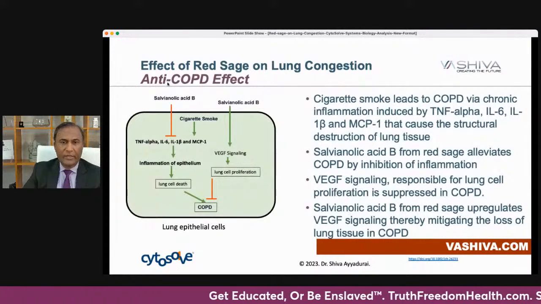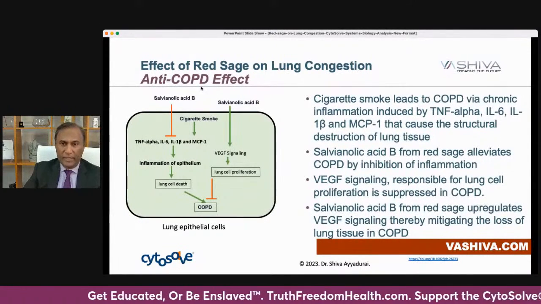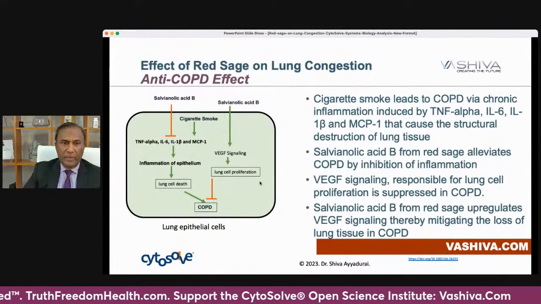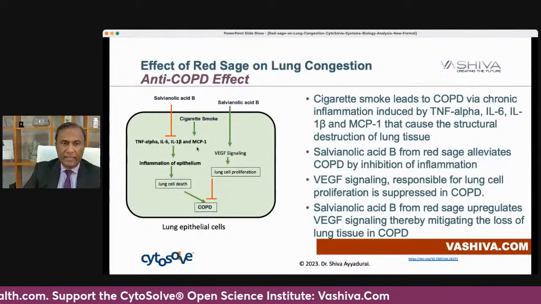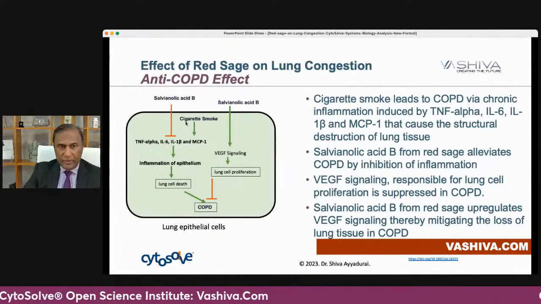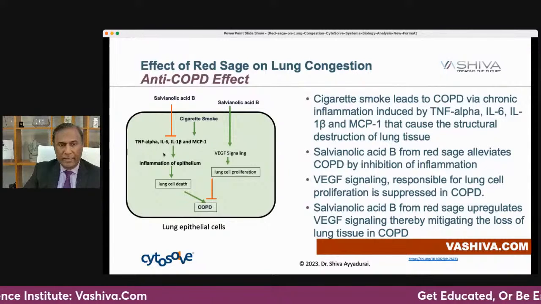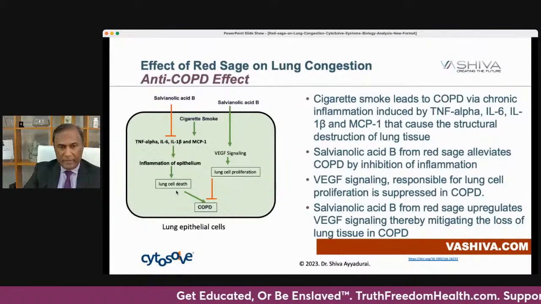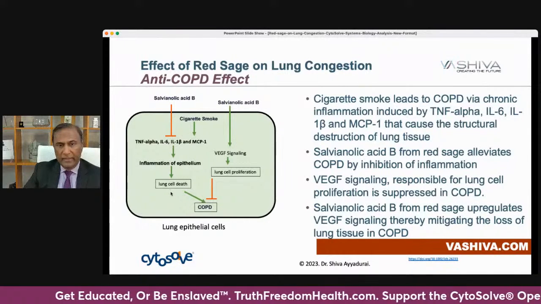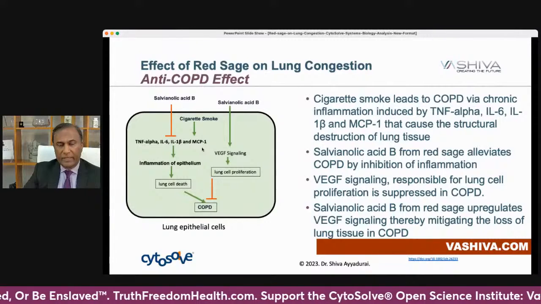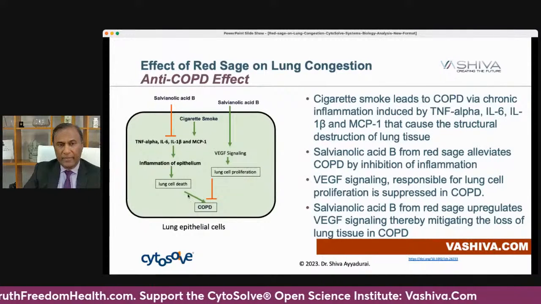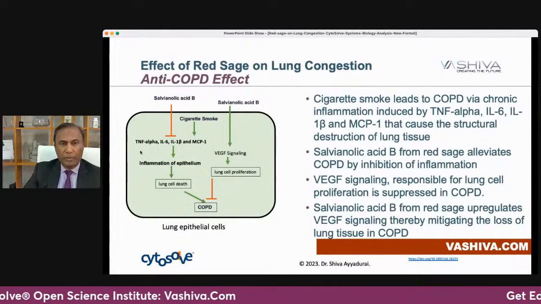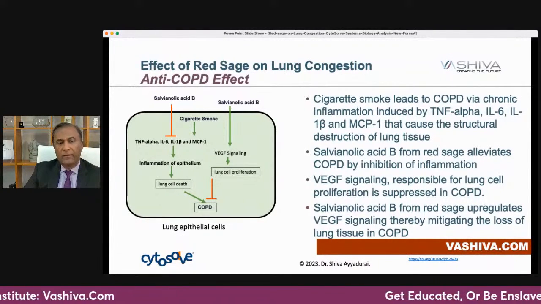And then finally, anti-COPD. People who smoke have COPD, right? Now, cigarette smoking leads to COPD via chronic inflammation induced by TNF alpha, IL-6, IL-1 beta, and MCP1. So cigarette smoke, right here you can see, leads to these four cytokines, which leads to inflammation of the epithelium, which leads to the cell death of your lungs, which leads to COPD. So cigarette smoking, this is what it does. It leads to these four cytokines being upregulated, the inflammation of the epithelium, and you get lung cell death and you get COPD. Okay, salvianolic acid, boom, blocks all of those four cytokines.